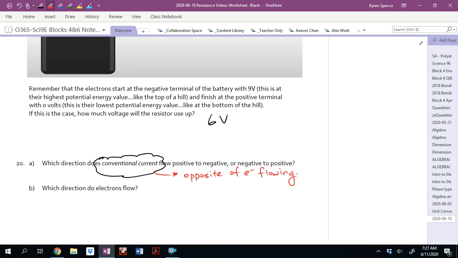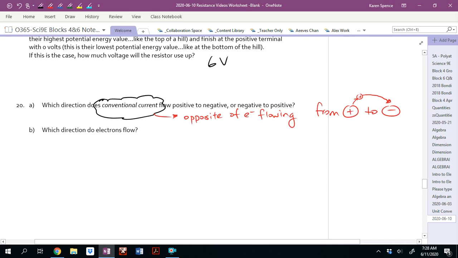So conventional current would be from positive to negative, because it was positive charges flowing. A positive charge would be repelled by the positive, and it would be attracted to the negative.